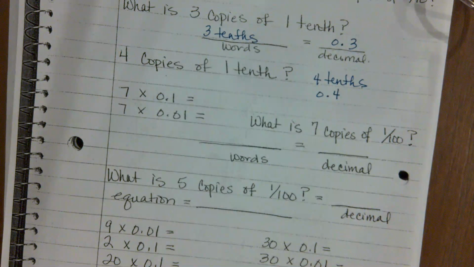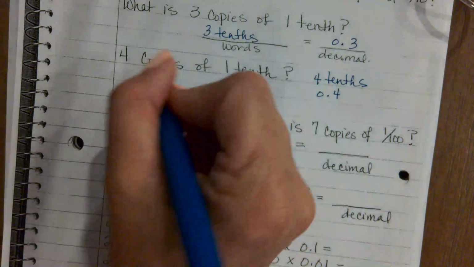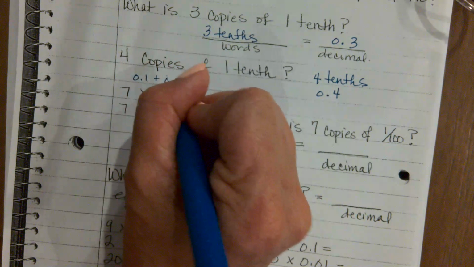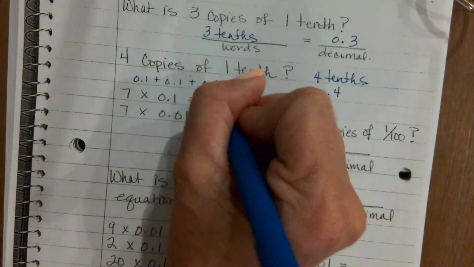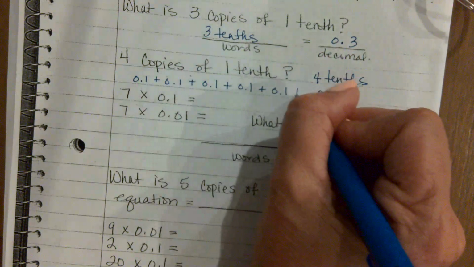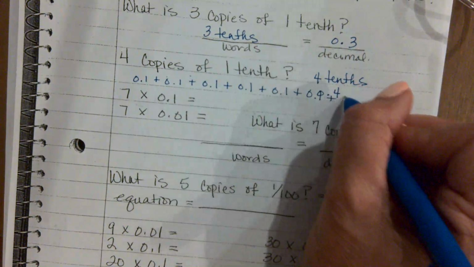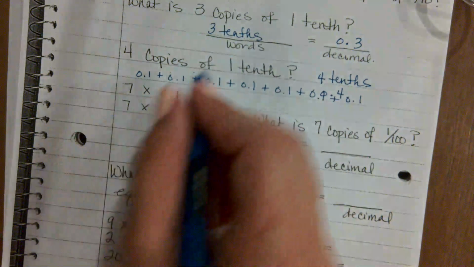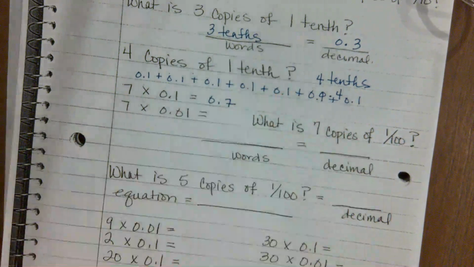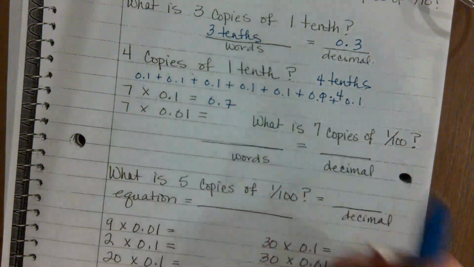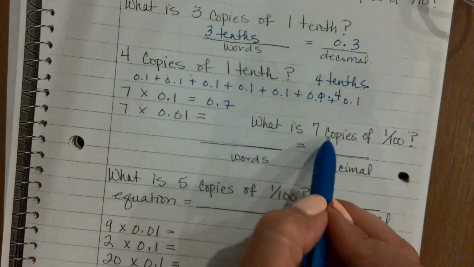Now, moving on. 7 times 0.7. Well, 7 times 0.7 is really, remember, it's repeated addition. So 0.1 plus 0.1 plus 0.1 plus 0.1, 1, 2, 3, 4, 5, 6, 7, right? So 1, 2, 3, 4, 5, 6, 7. This is 0.7. So 7 times 0.1 is 0.7.